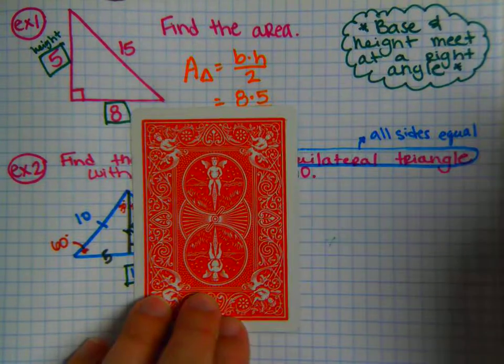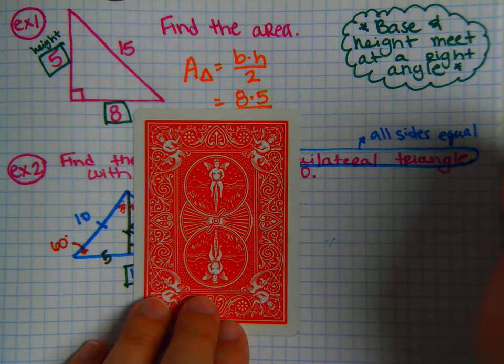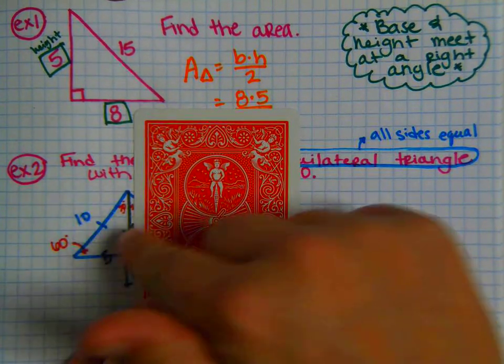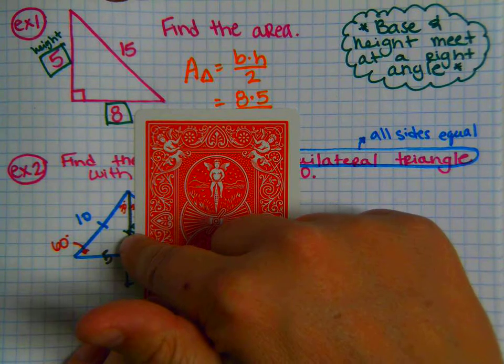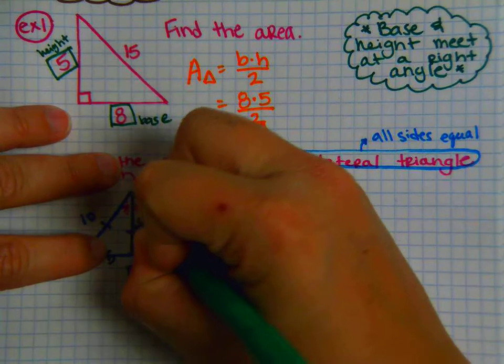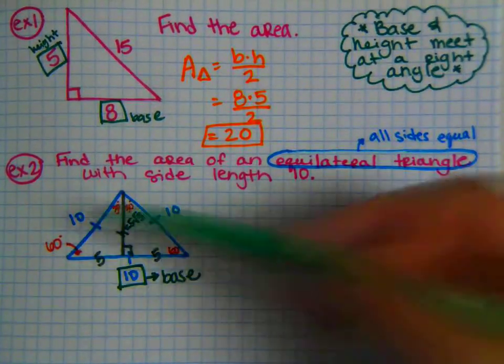So in this case, we have a 5 and a 10. Which one's x? The 5 is x. So this is x, then we have 2x, so this one must be x root 3. So that must mean that this would be 5 root 3. That's our height. Okay, using our 30, 60, 90 rule.